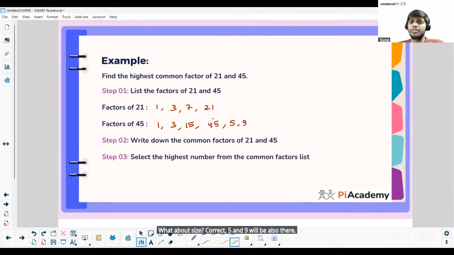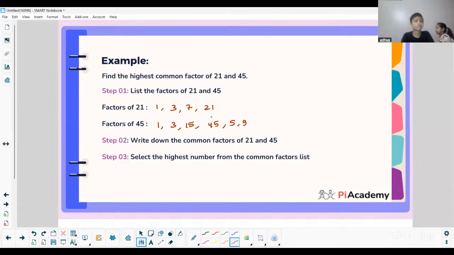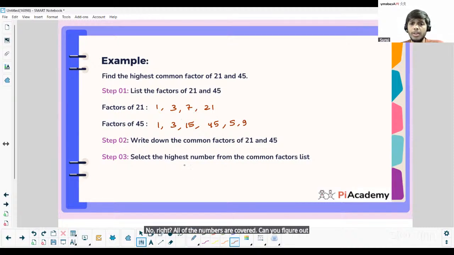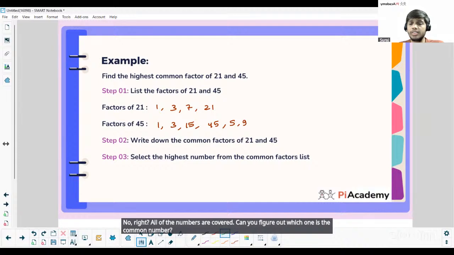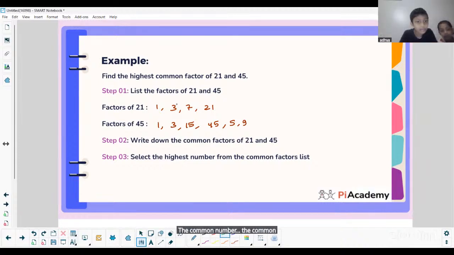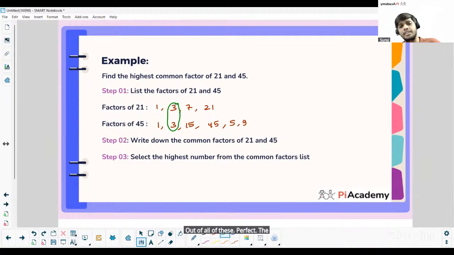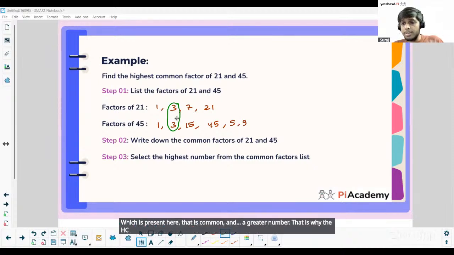Is there any other number which we are missing? No, right? All of the numbers are covered. Can you figure out which one is the common number out of all of these? The common number is 3. Perfect. And here it is also the highest, because there is no other factor present here that is common and a greater number. That is why the HCF of the numbers 21 and 45 becomes 3.